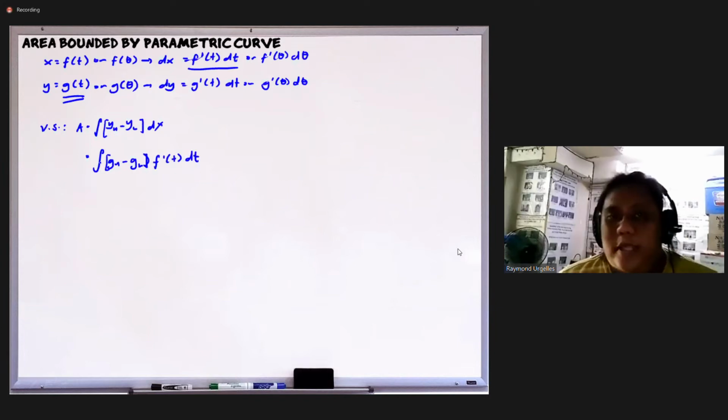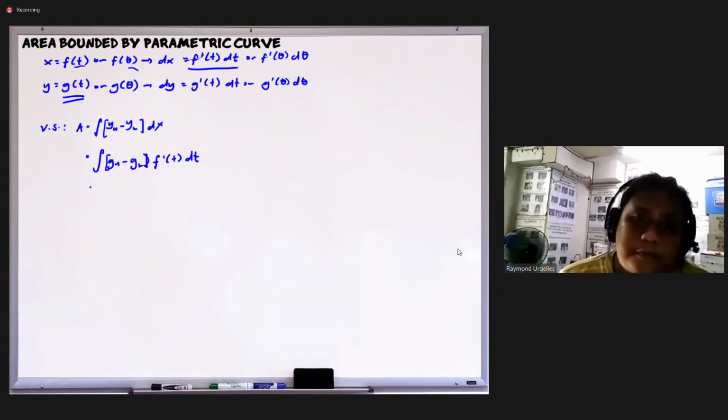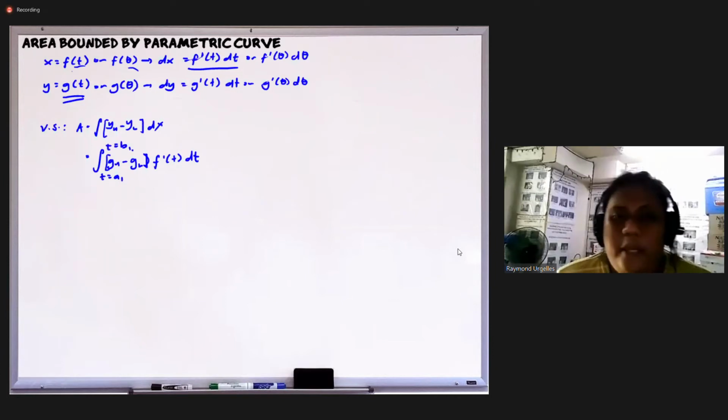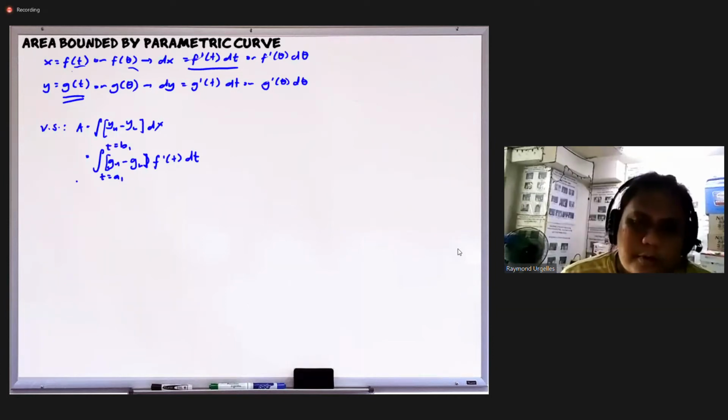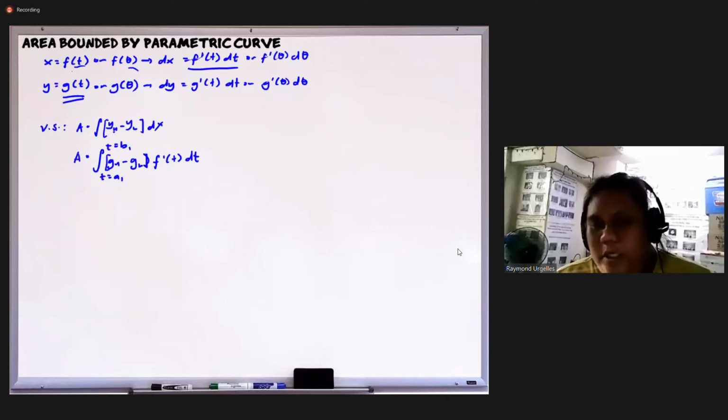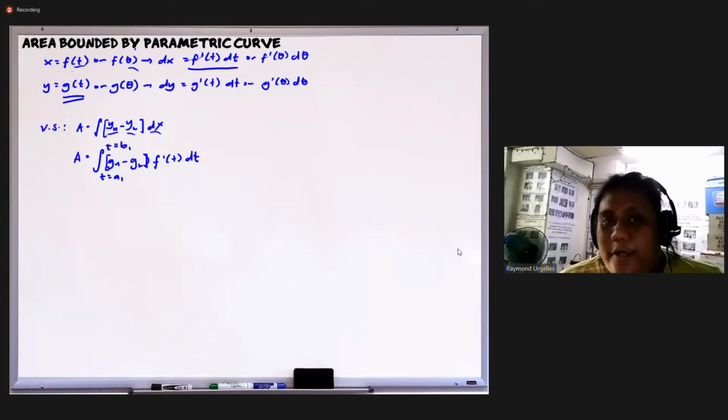Then just get our a and b in terms of t or theta, depending on our curve. So this is at t equal to a1, and this is at t equal to b1. Okay? So that is how we get the area. Instead of directly using y and x, we go through another variable t or theta. That is what happens in a parametric curve.